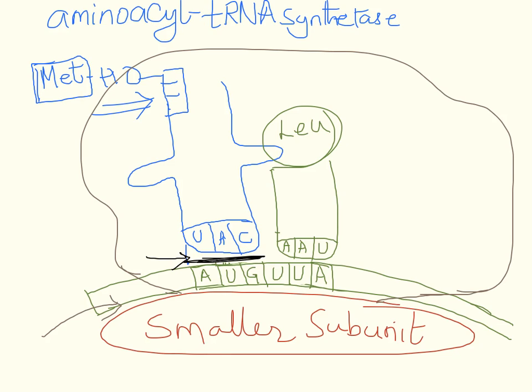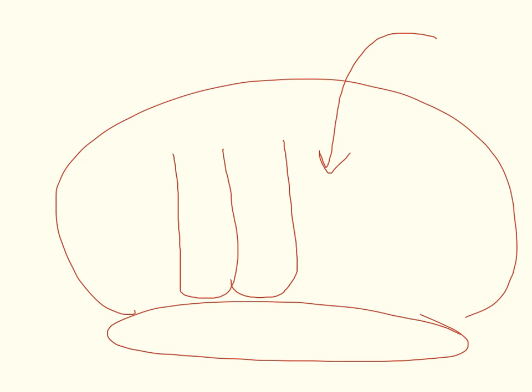Now what happens is that this mRNA moves. This whole site moves forward, so that it's going to look like this. This is your larger subunit. Your methionine moves one step forward. Your leucine comes here, and to the binding site, known as the acceptor site, in the larger subunit, the third amino acid tRNA comes into place. Then after that it moves one step forward.